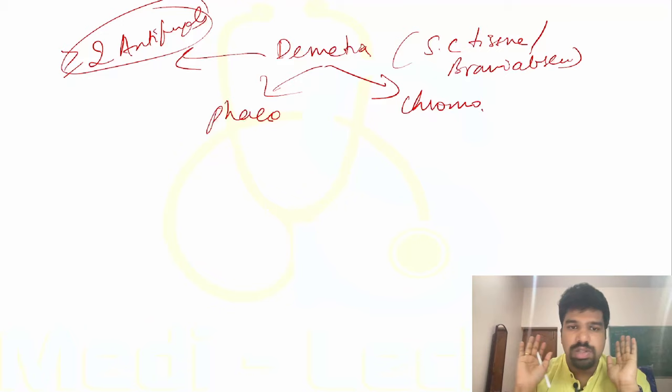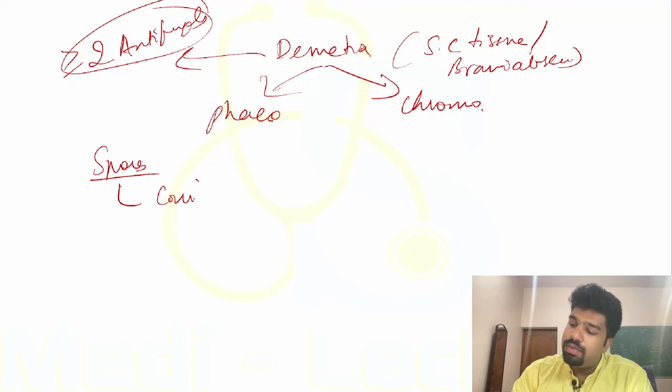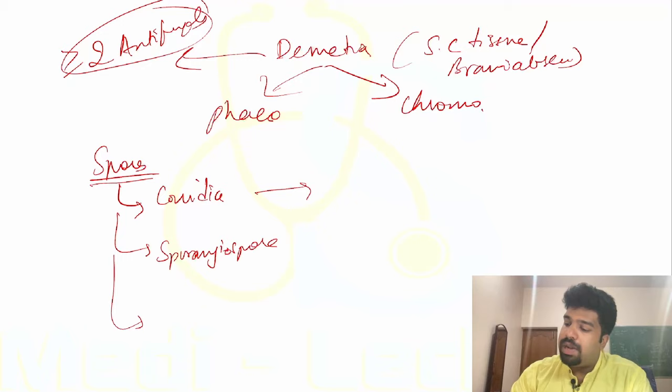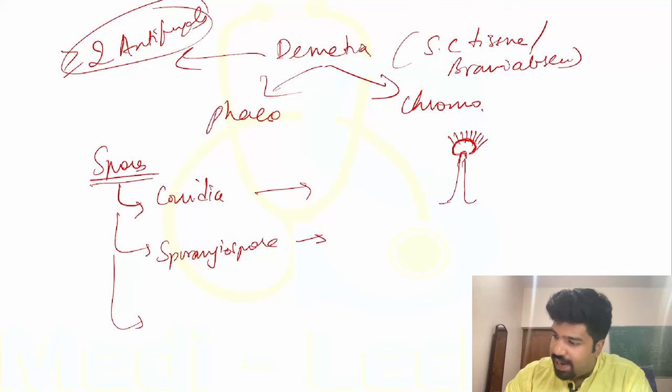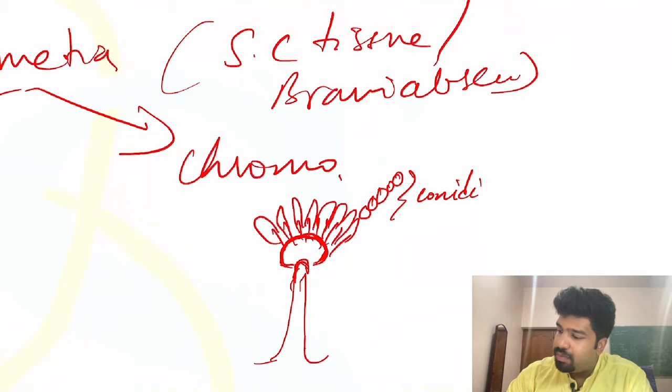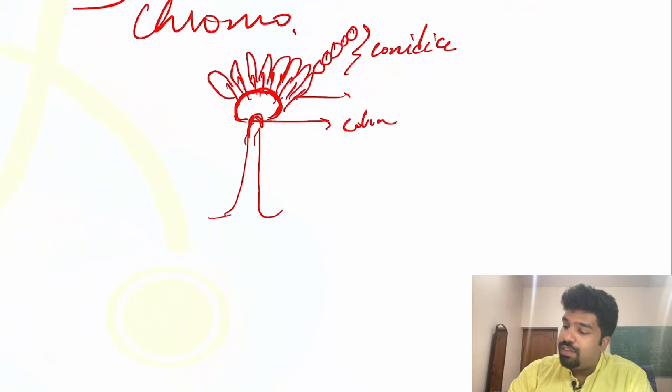See, the spores of fungi can be either conidia or sporangiospores. First I will describe these two. Conidia is basically when you have a columella and a series of phialides, and on top of these phialides you have buds like this. These are called conidia. This is the columella, and these are phialides.